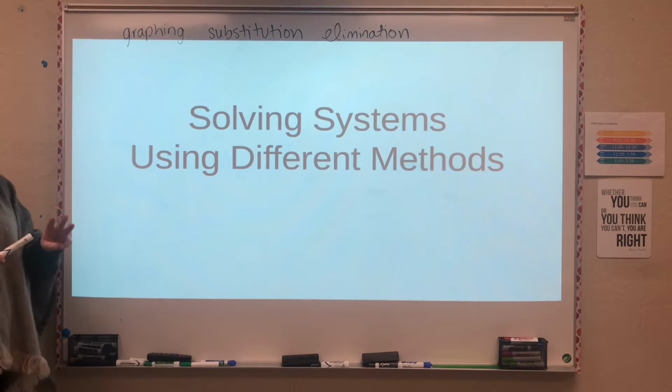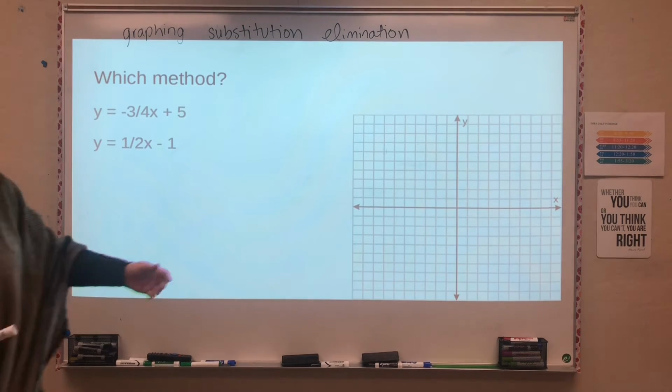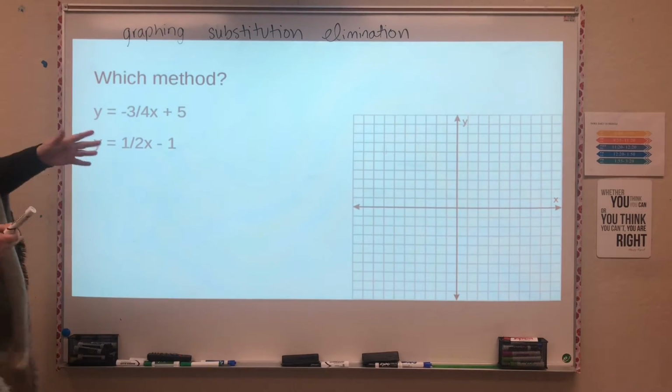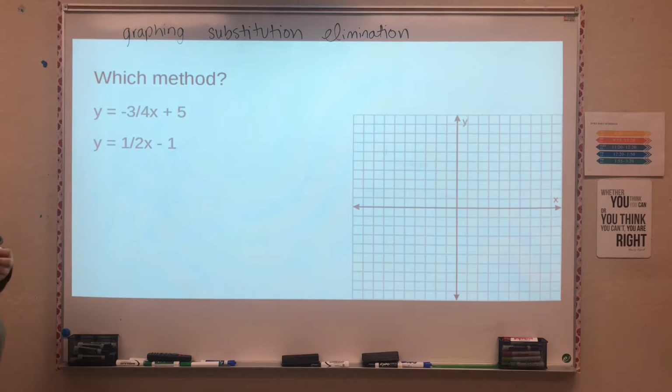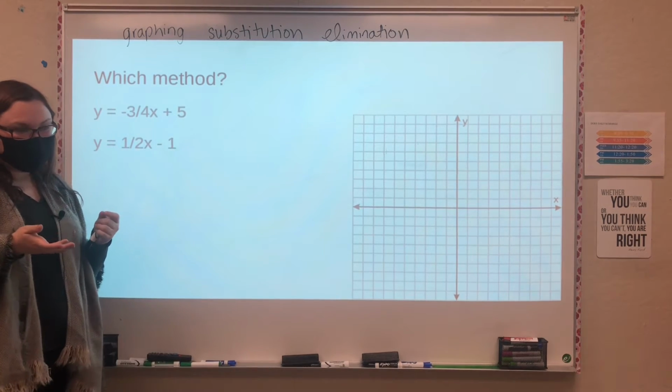So I've got 3 questions we're going to look at, 3 systems. Each time I have given us a graph, so it's there as an option. Each one of these, I have a method in mind that I think would be the easiest way to solve it.